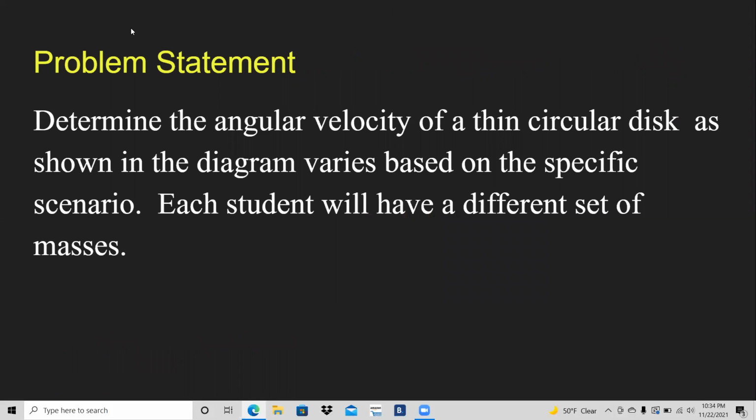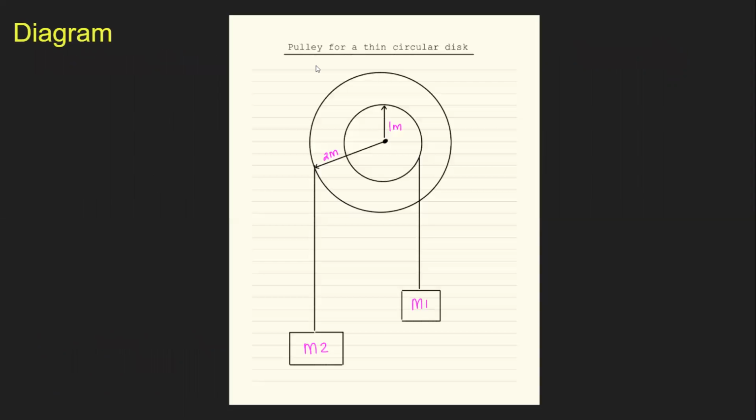For our problem statement, we have: determine the angular velocity of a thin circular disk as shown in the diagram. It varies based on the specific scenario. Each student will have a different set of masses. So this is going to be our pulley, using a thin circular disc. As you can see, we have two masses with two different radii of 1 and 2. And we're going to be calculating the angular velocity for each. Next, please.